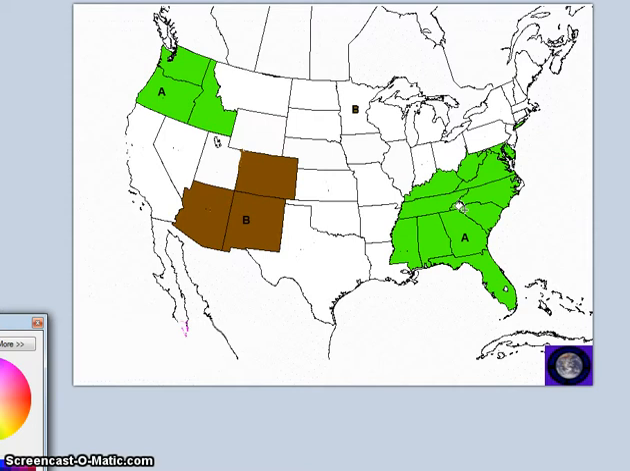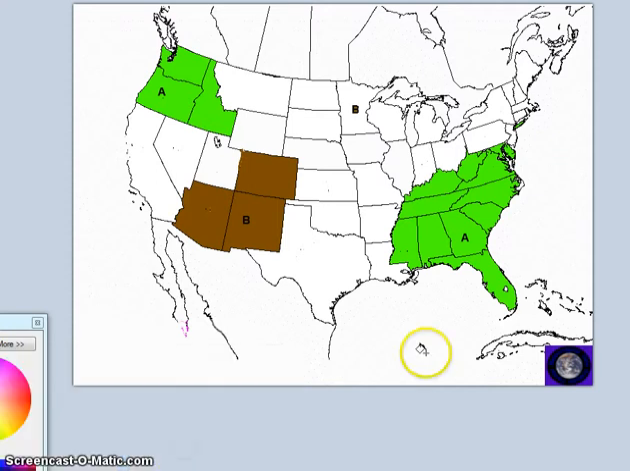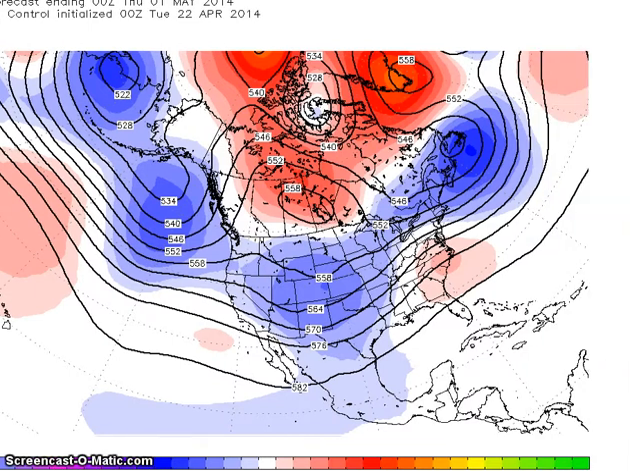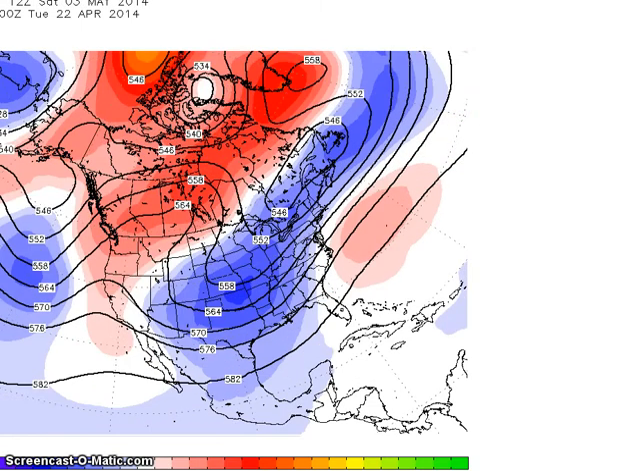The models indicate little change in the pattern, although the GFS is deeper with the eastern trough than the other models. So now we're going to look at the period for May 3rd. And you can still see this is the GFS, still forecasting a fairly deep trough here.